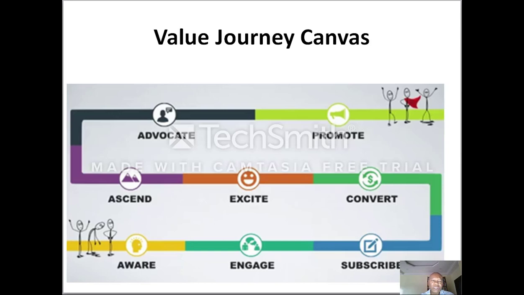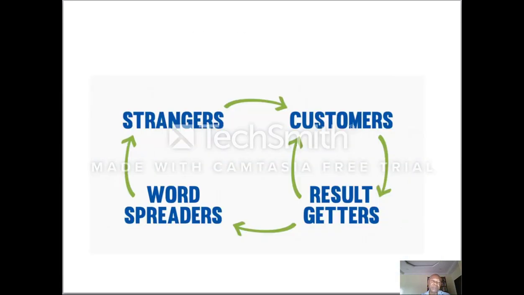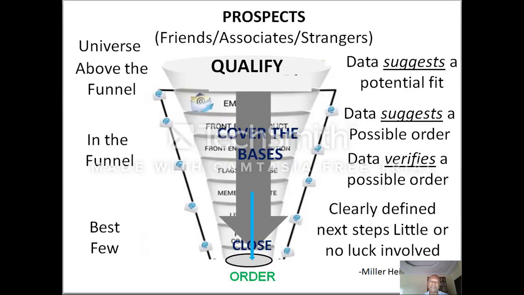First, if some customers don't know what they want, you need to tell them the problem they have, and then say that you have the solution. So this is how it goes. From complete strangers, you make them customers, they get results, they remain customers, you keep ascending them on the value journey canvas, then they spread the word to other strangers, and of course you keep monetizing the effort. And it's just going back to the funnel again.